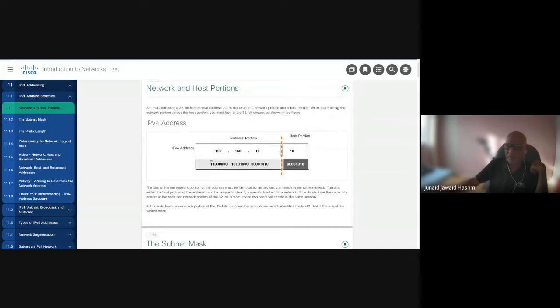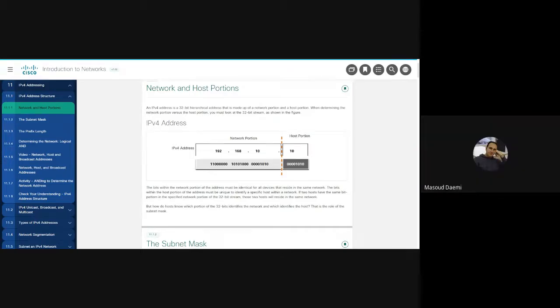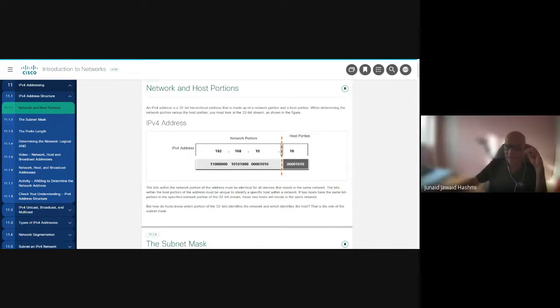Okay, so as you know, IP version 4 consists of network and host addresses, right? How do you know what part of the IP address is the network address, and what part of the IP address belongs to the host? How do you know that? With the subnet mask.